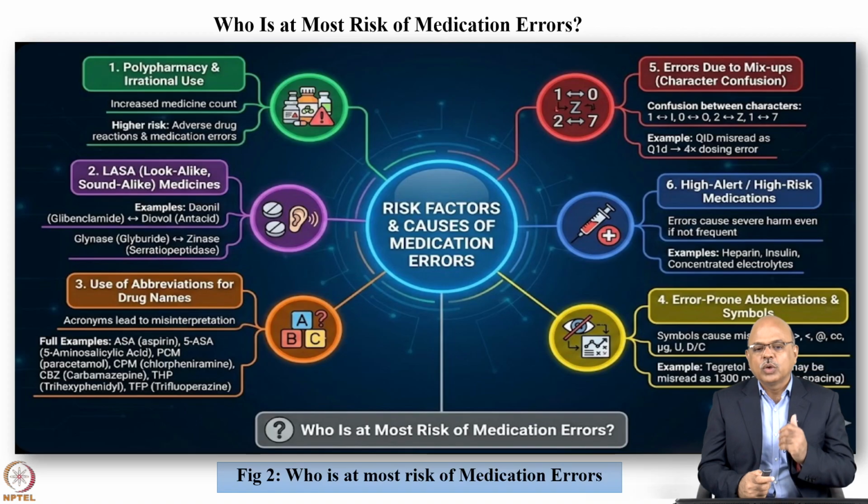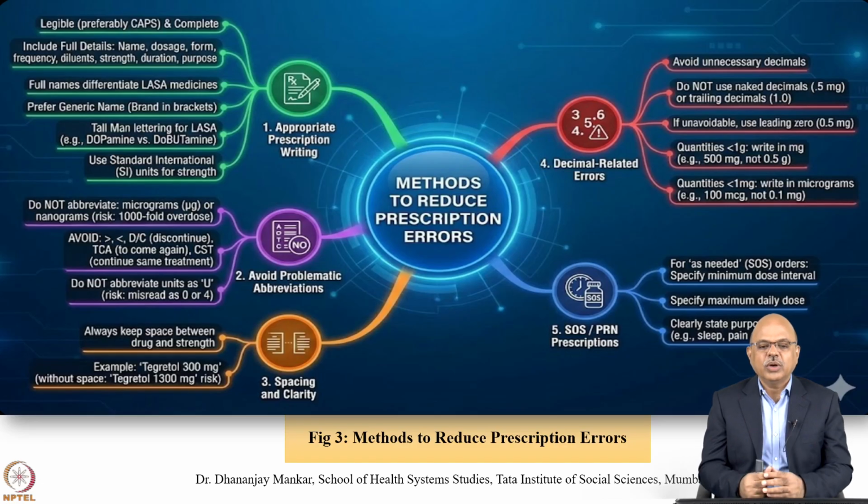To work on this, you need to understand what the most common risks of medication errors are, and further, what the methods are to reduce prescription errors. Appropriate prescription writing should be legible, preferably in caps, and complete. We should include the patient's name, the drug's name, dosage, form, frequency, diluents, strength, duration and purpose.